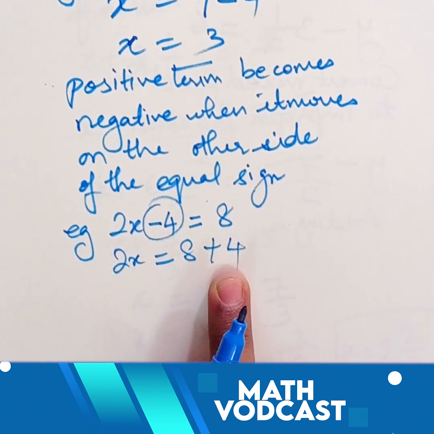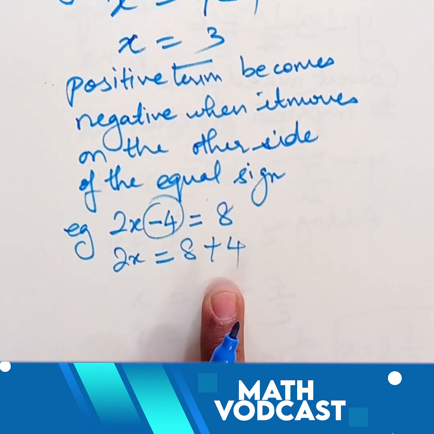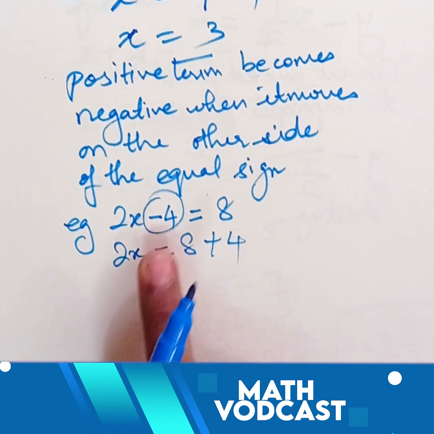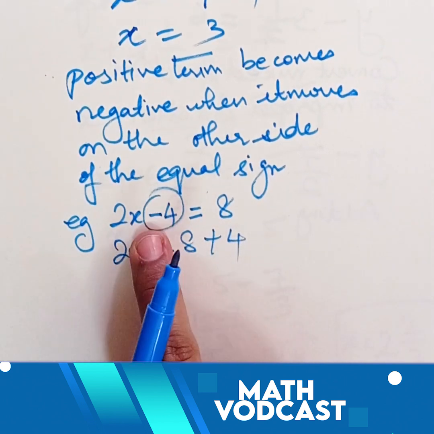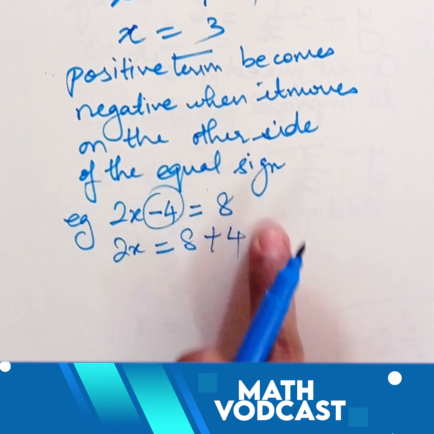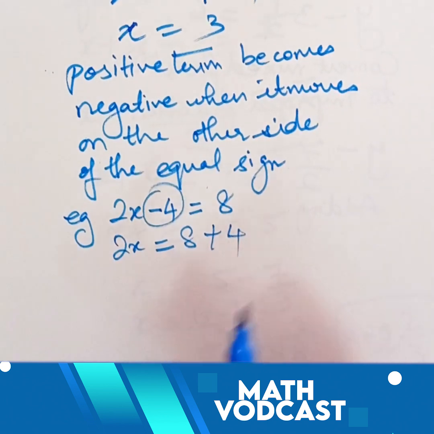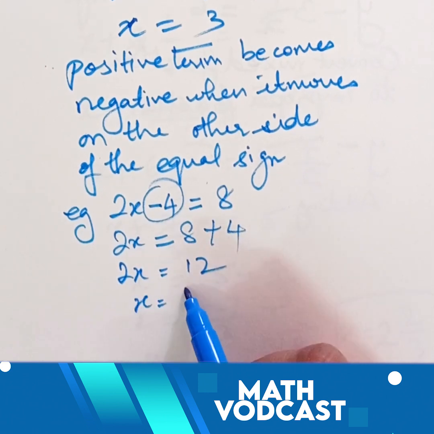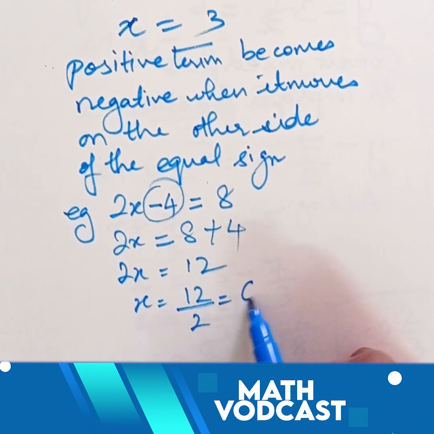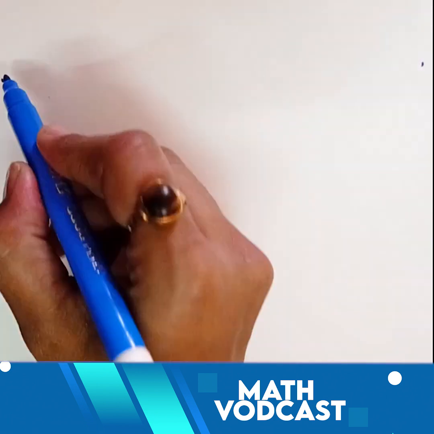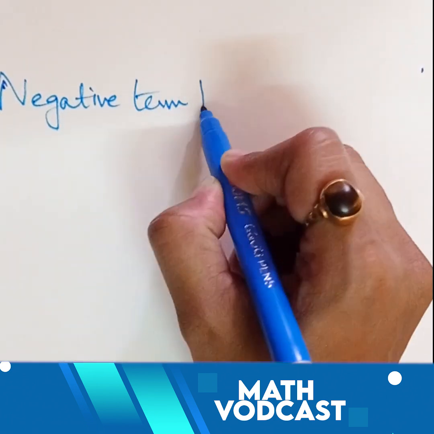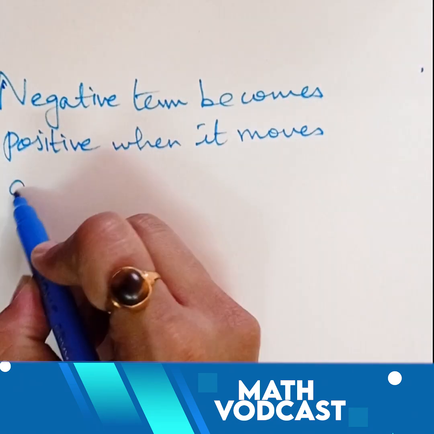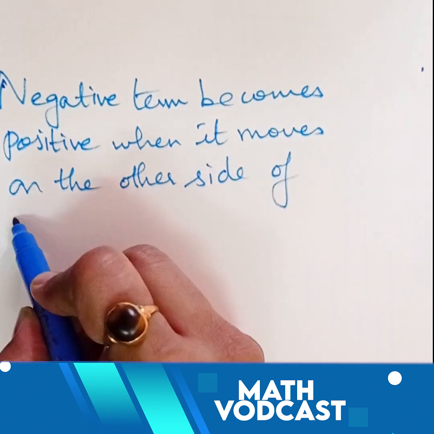Why does it become plus 4? Because the rule says, 2x is here, I am taking is equal to 8, I take minus 4 and it will become plus 4 because it's moving to the other side of the equal to sign. So 2x is equal to 12, x is equal to 12 divided by 2, which is equal to 6. So the negative term becomes positive when it moves to the other side of the equal sign.